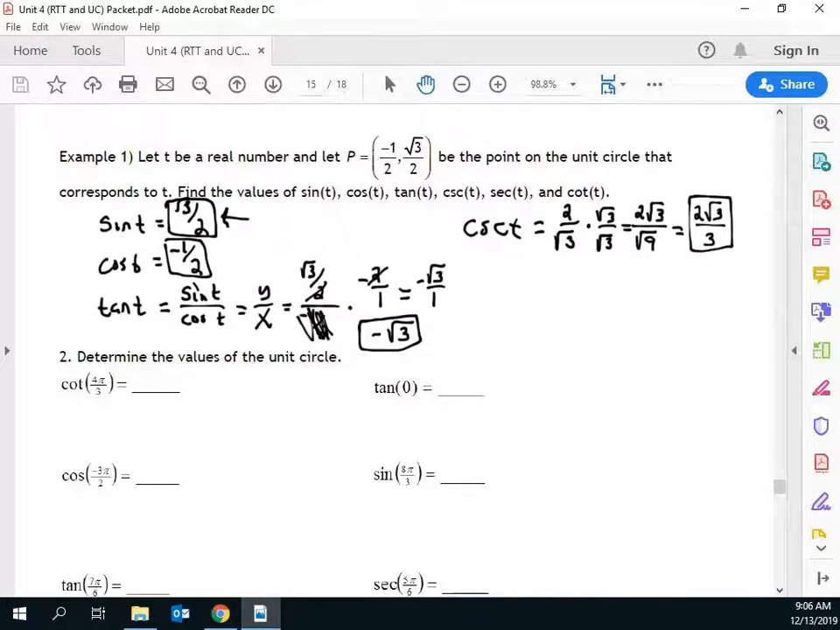Now we go on and talk about secant. Secant is going to be a little bit easier, guys. Because secant is the reciprocal or the flip of cosine. Well, cosine is negative 1 over 2, so what's going to be the reciprocal of that? Negative 2 over 1. Like I said, it's a little bit easier since there's not a square root anywhere. So there's no rationalizing that has to be done. You just say, oh, negative 2 over 1, that's just negative 2.